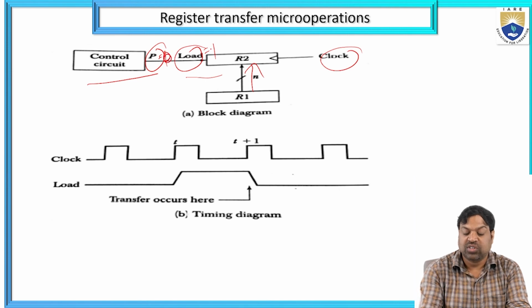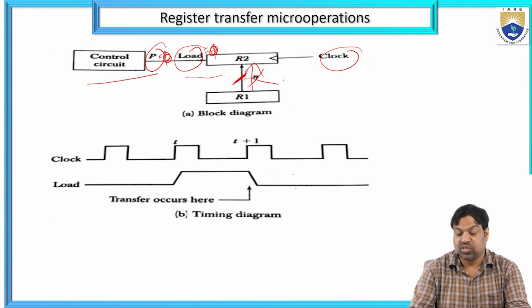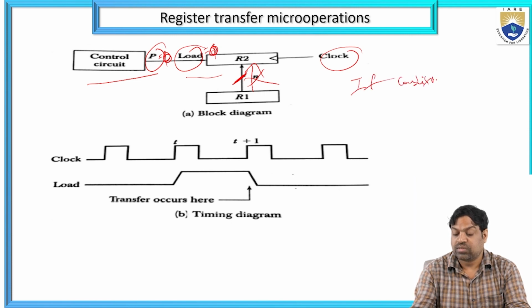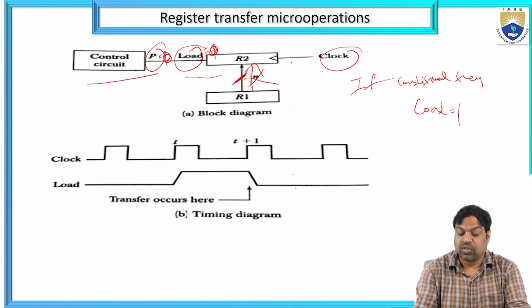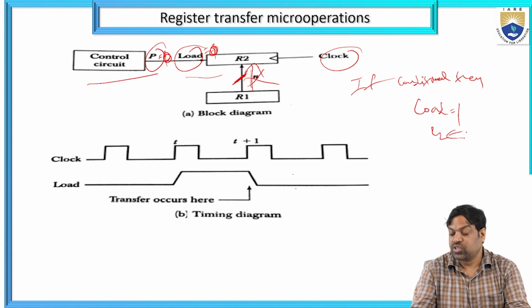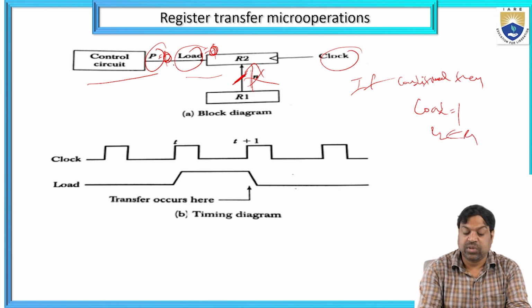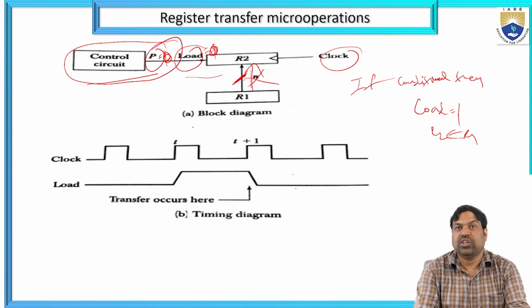If load equal to 0, meaning P equal to 0, there is no load. Then will R1 to R2 be transferred? No. This means there is no data transfer. So if conditional, then load equal to 1. Then R2 tends to R1. If unconditional, the control circuit is for conditional operation or unconditional operation: P equal to 0 or P equal to 1.